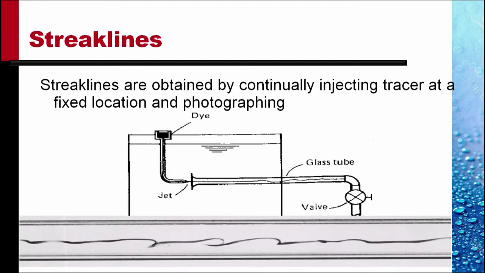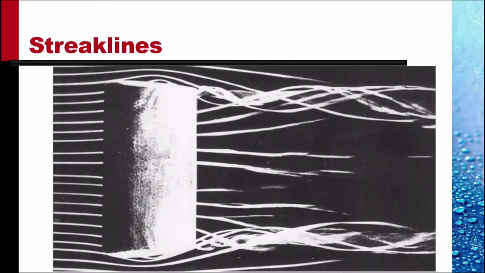The streak lines that we saw in the Reynolds experiment are streak lines because all the particles are emitting from the same orifice of the jet. These are the streak lines of flow past an aerofoil. This model of the aerofoil is subject to a flow from the left to the right. At a number of points upstream, we inject smoke. And so each one of these lines on the left is a streak line.